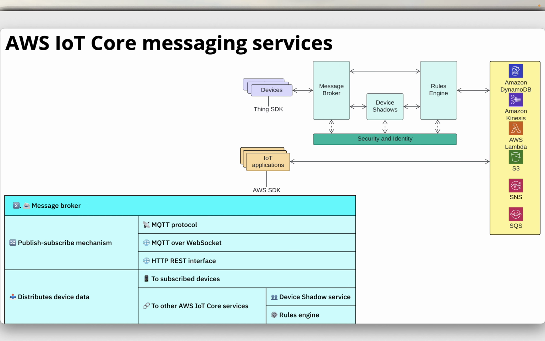Next core messaging service component is message broker, and this provides a secure mechanism for devices and AWS IoT applications to publish and receive messages from each other. You can use either the MQTT protocol directly or MQTT over WebSocket to publish and subscribe. Devices and clients can also use the HTTP REST interface to publish data to the message broker. The message broker distributes device data to devices that have subscribed to it and to other AWS IoT Core services such as the device shadow service and the rules engine.